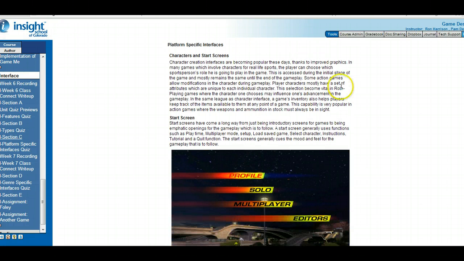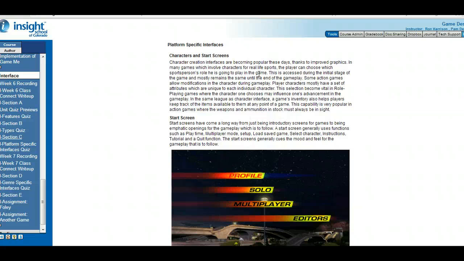More about platform-specific, the characters in the start screen. Now this talks about character creation. Character creation interfaces are becoming more popular, mostly because of the improvement in graphics. So like in real-life sports games, you choose the character that you want, and then that character comes with whatever skills and abilities that character has. So if I was playing Madden 25 or whatever the latest version is, then I would choose to be a certain player and I would have that player's skills. But in lots of games, I can also create my own players.